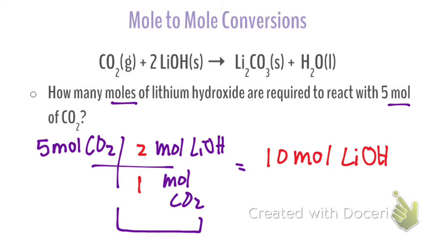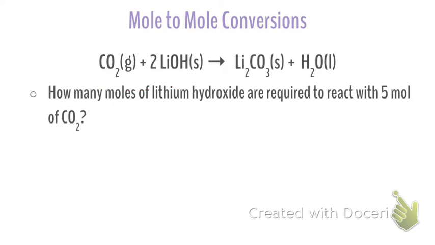When you have nice round numbers like this, it's easy to just predict that. I think you could have looked at that right there and said, I need twice as much lithium hydroxide as I do carbon dioxide. And if you can do that, that's great. That's going to save you time. So you don't have to have the chart every single time, especially when we have nice, pretty round numbers like that. Okay? Do you feel okay about mole to mole conversions? We're good with that? Okay.